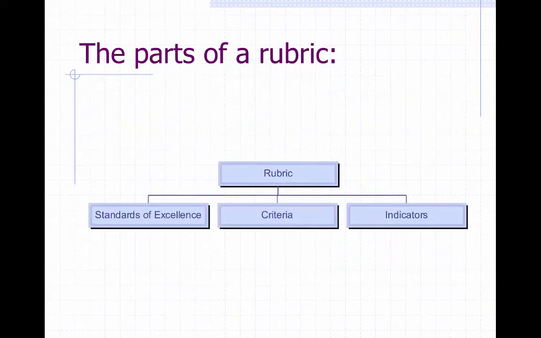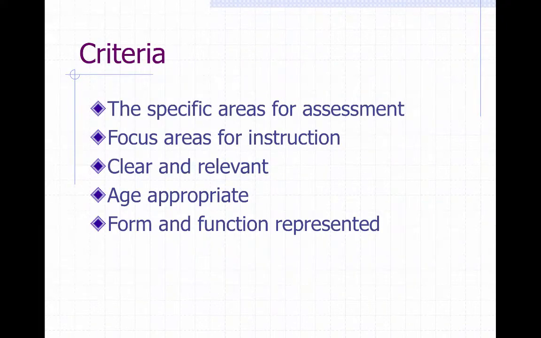Okay, so what are the parts of a rubric? They have the standards of excellence. That's how many points you get across the way. The criteria, what it is I'm looking for, and these are going to reflect your objectives. And the indicators or descriptors, which tell you what quality looks like. We'll see that better when we look at the rubrics.